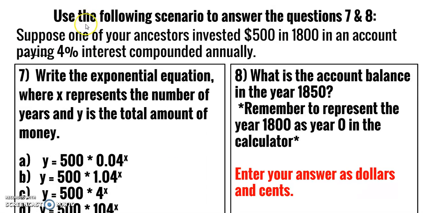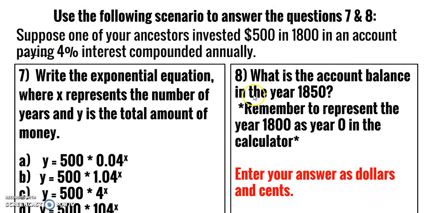Last 2 questions. Use the following scenario to answer questions 7 and 8. Suppose one of your ancestors invested $500 in the year 1800 in an account paying 4% interest compounded annually. Write the exponential equation where x represents the number of years and y is the total amount of money. So if we have our start right here, it's 4% interest. That's how much is increasing yearly. That's the rate of the percentage increase. You need to make sure you put the correct growth factor in there.